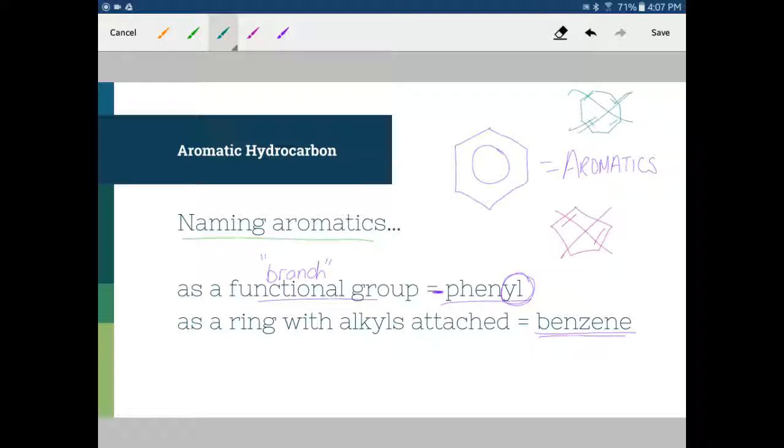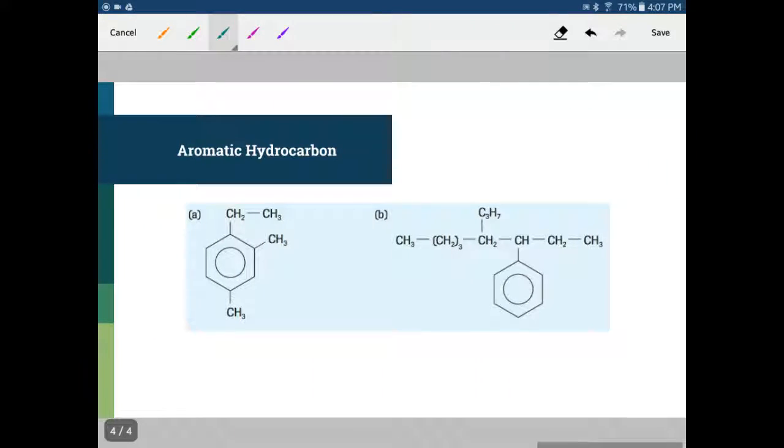No, that's not aromatic. The only thing that is aromatic is something with a benzene ring in it. Okay, so let's look at these two examples here, where we have a branch as a phenyl group and a main parent chain as a benzene ring.